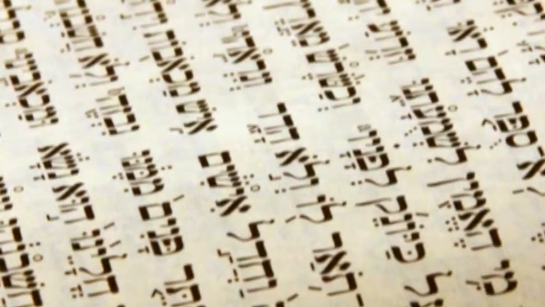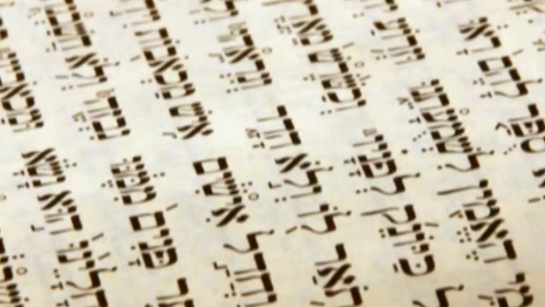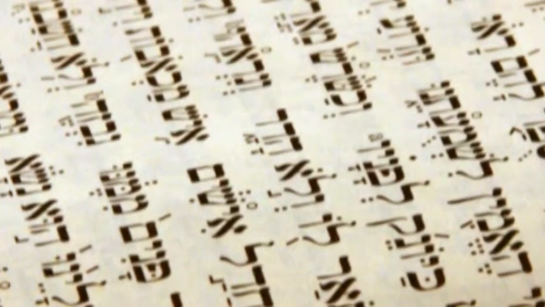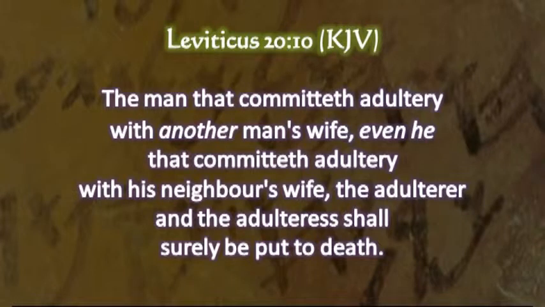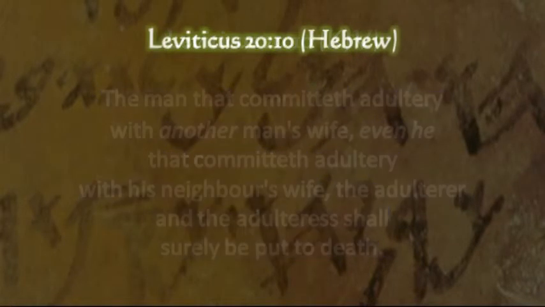Even the Masoretic text includes errors, and many times the translations of that text will propagate that error. The King James Version of Leviticus 20 verse 10 reads, "The man that committeth adultery with another man's wife, even he that committeth adultery with his neighbor's wife, the adulterer and the adulteress shall surely be put to death."